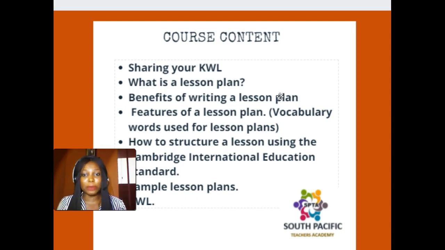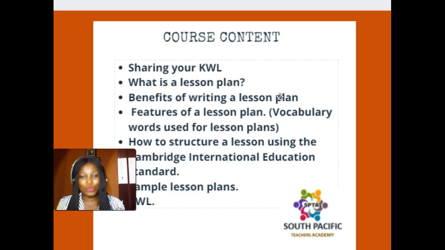Then we'll talk about the benefits of writing a lesson plan. Why do we really need to write a lesson plan? It's such a tedious task. I mean, for a teacher, it's one of those things that we do that stresses us. So why do we need to write it? What's the big deal about lesson plans? We're going to be talking about that as well.